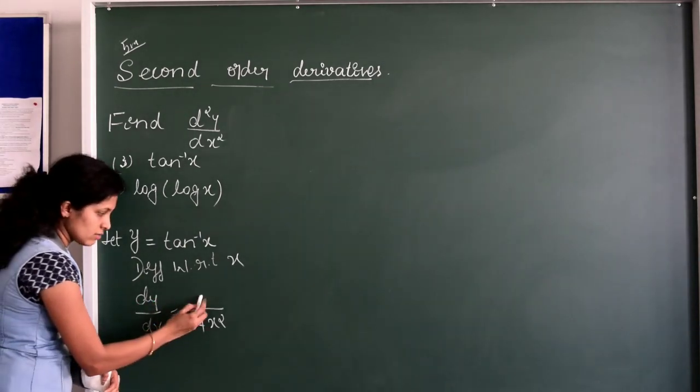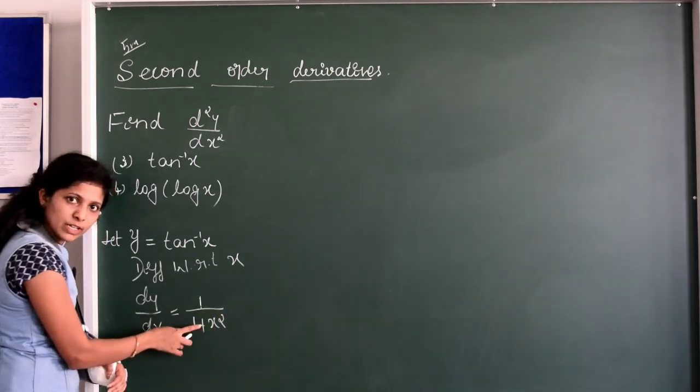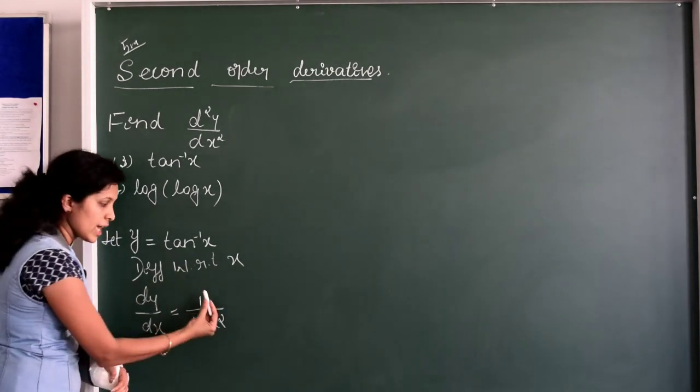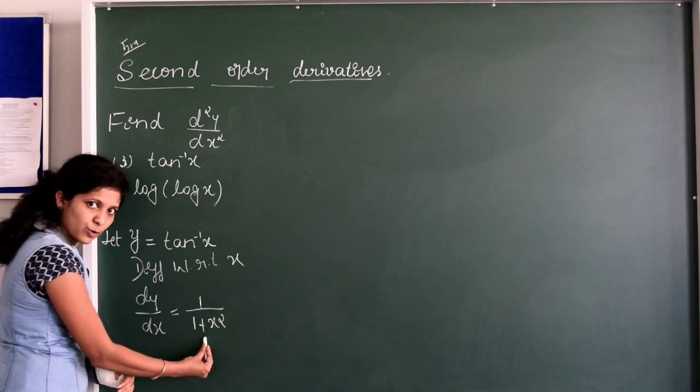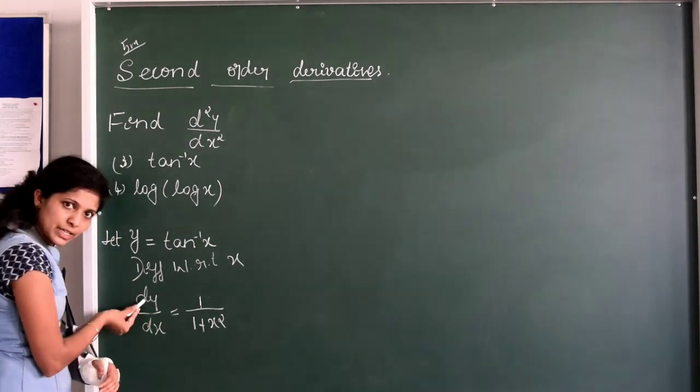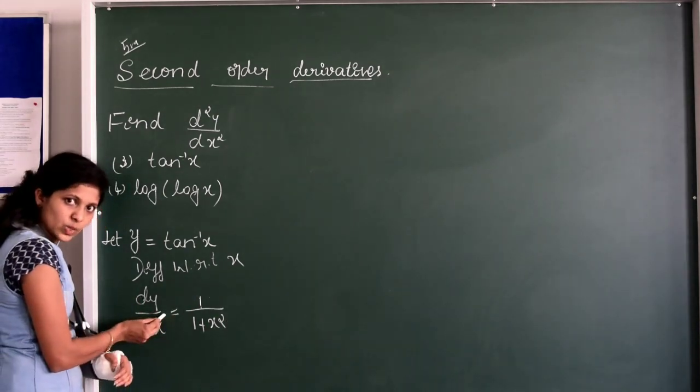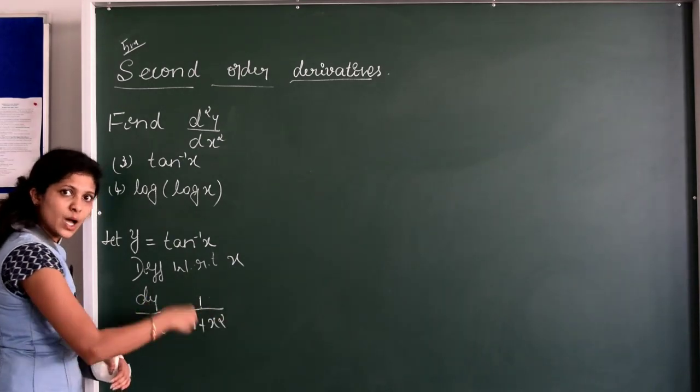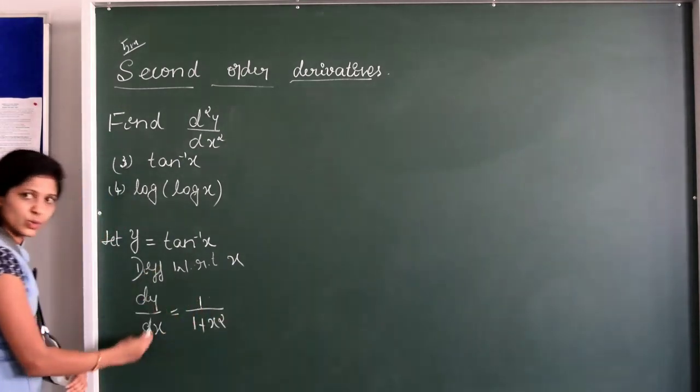Is it clear? Here the numerator 1 and the denominator 1 plus x square are there. So you can go with the f of x divided by g of x form, the quotient rule. Or else you can multiply dy by dx into 1 plus x square, which is equal to 1. Then you can apply the product rule, any method you can use. Here I will go with the quotient rule.